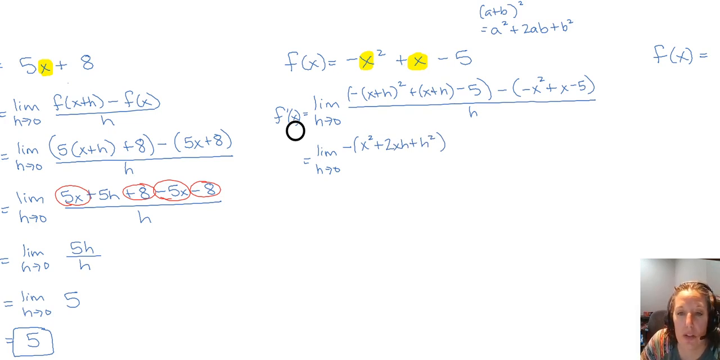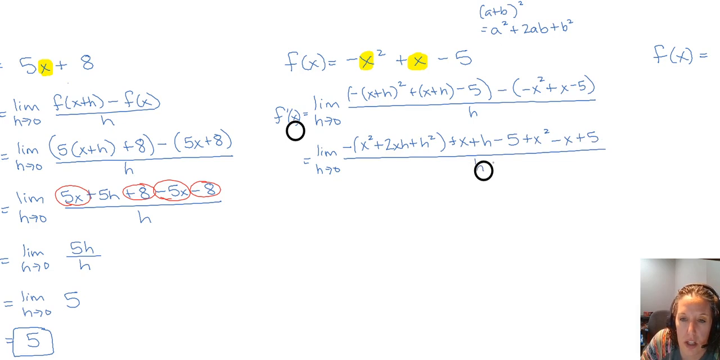Here our parentheses aren't really doing anything because our coefficient on our x term is just a positive 1. If it were anything else, we would need to make sure and distribute that, but it's not, so we get plus x plus h. We still have that minus 5. Let's distribute the negative. That's going to give us a positive x squared, a negative x, and a positive 5. All of that is still over h. Now we do have some common factors we can combine here. We've got a positive x and a negative x that are going to add to 0. We've got a negative 5 and a positive 5 that are going to add to 0. And it's fairly typical that you'll see those simplify and add to 0.